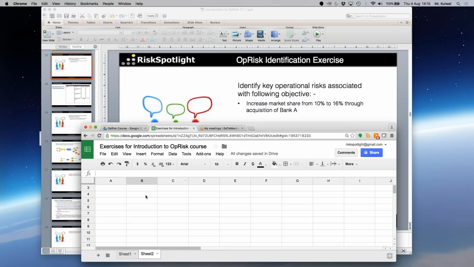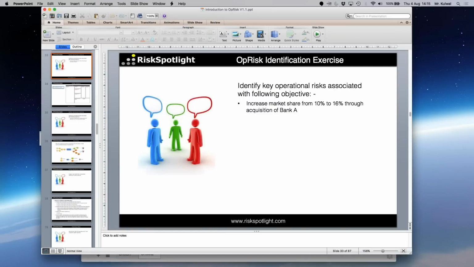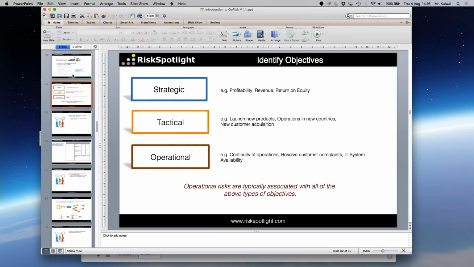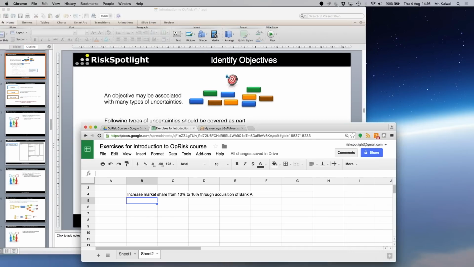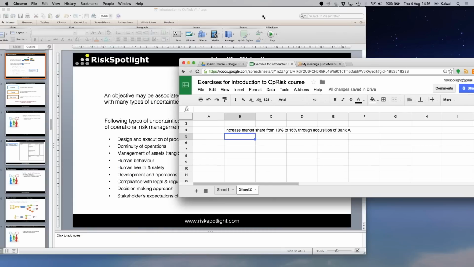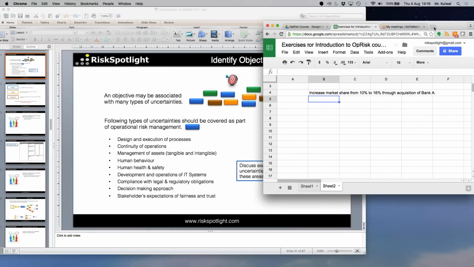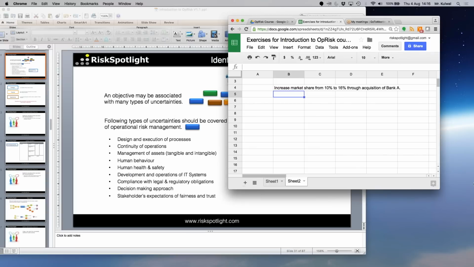So what could be the uncertainties around that operational risk? If I just write down the objective here: increase market share from 10 to 16% through acquisition of Bank A. Okay, and then I'll take you to the previous slide where we had the criteria, so you have that in front of you and can use it to identify. So let's identify about 6 to 7 uncertainties.